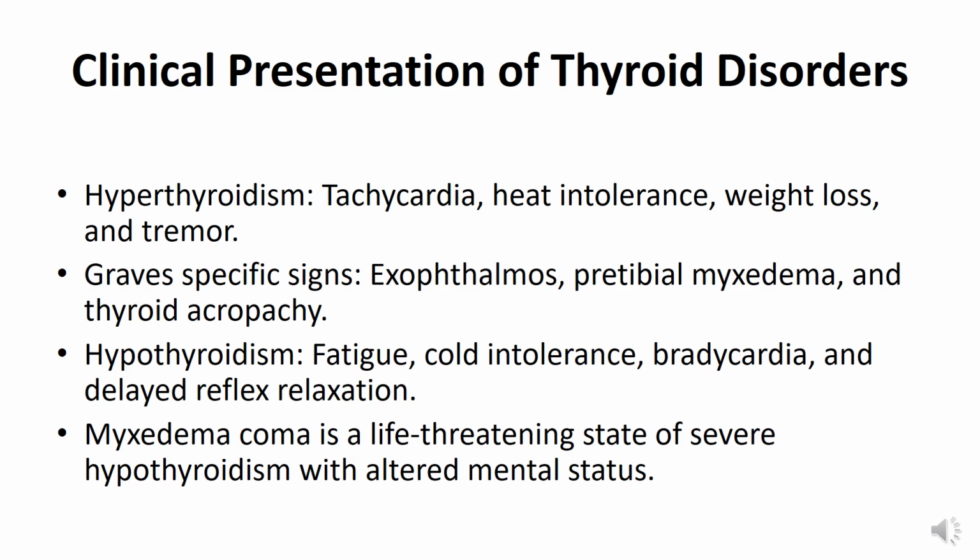Heat intolerance is another hallmark feature. Because metabolism is elevated, the body produces excessive heat, causing patients to feel unusually warm and sweaty even in normal environments. Weight loss commonly occurs despite a normal or increased appetite because the body burns calories rapidly. Fine tremors are also very characteristic. These tremors result from increased sympathetic nervous system activity and heightened neuromuscular excitability.